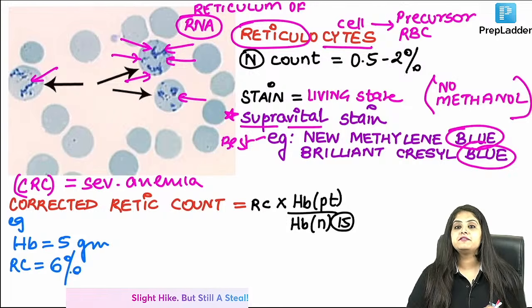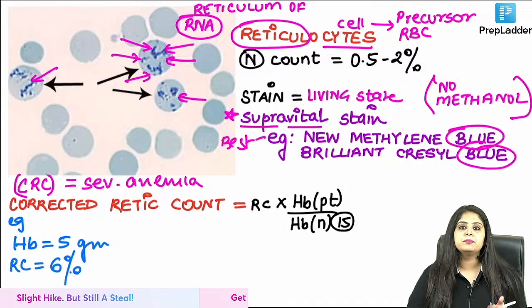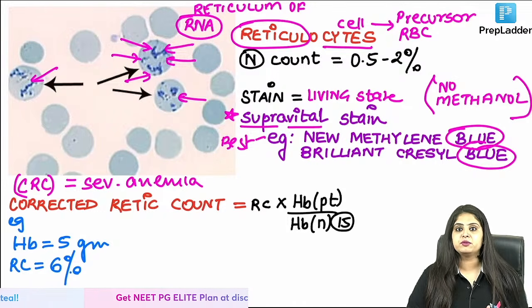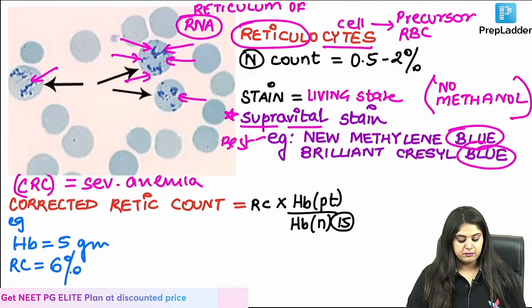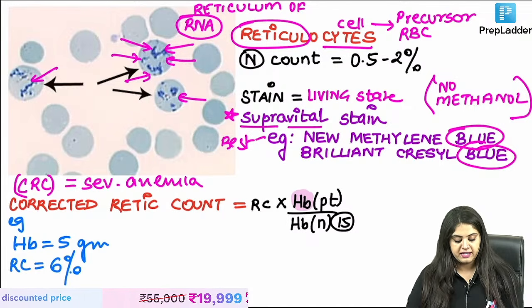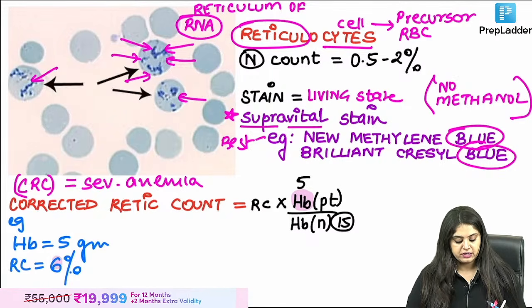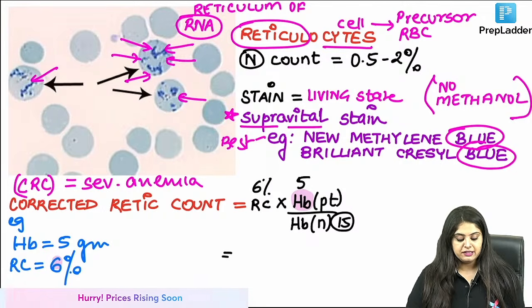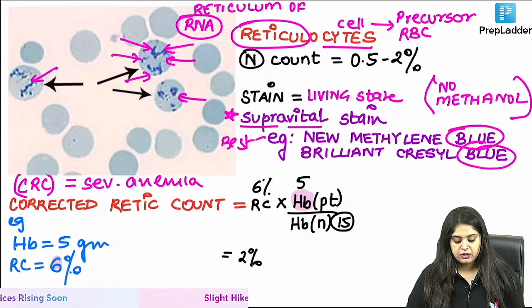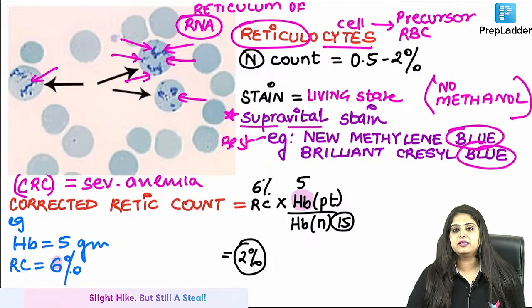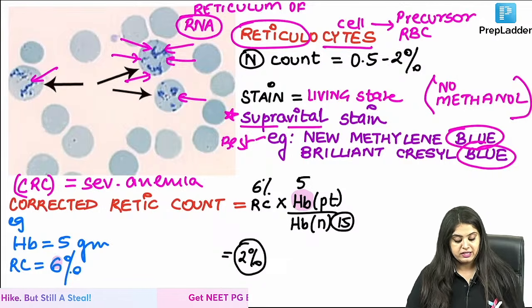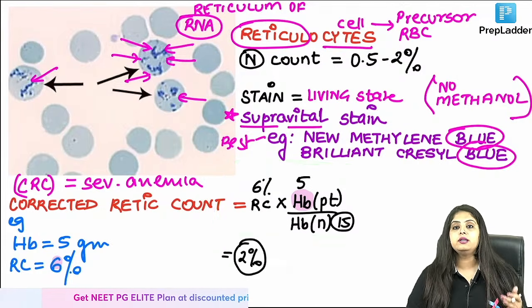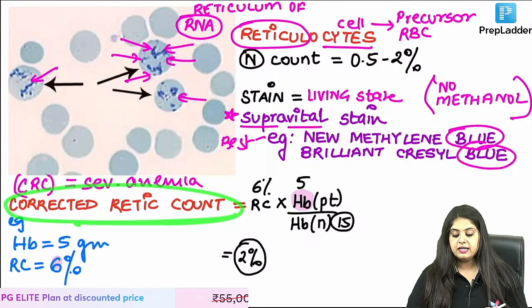And this is their favorite kind of a numerical. They also give you simple math over here. This is not like the PSM numericals. So if they say that the hemoglobin of the patient is going to be 5 and the retic count of this patient has come out to be 6%, now you know that the corrected retic count is clearly going to be 2% over here. This is the only math that you have to do in pathology, and you can easily do it if you know retic into hemoglobin upon hemoglobin, that is corrected retic count.